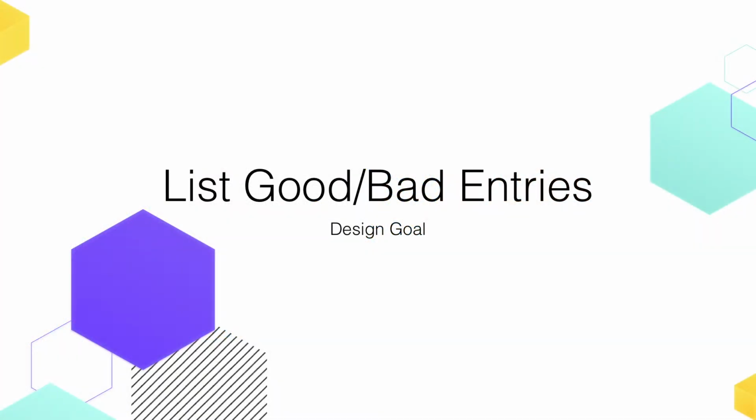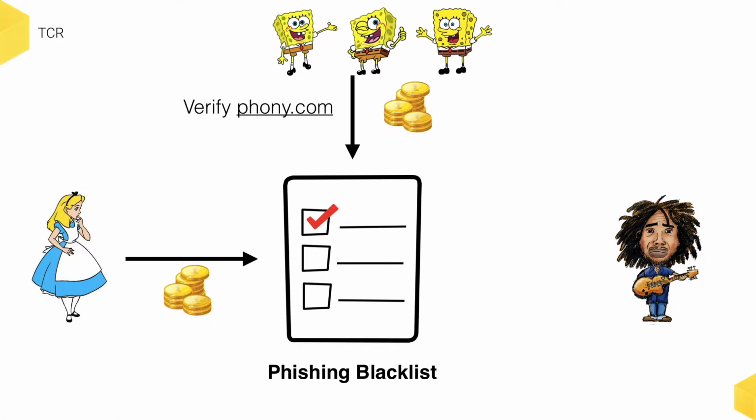So here again, the design goal is the same. But now we would like to incentivize our players, in particular Alice, to maybe contribute only good entries and to punish her for maybe claiming bad entries. So how does this protocol work now?